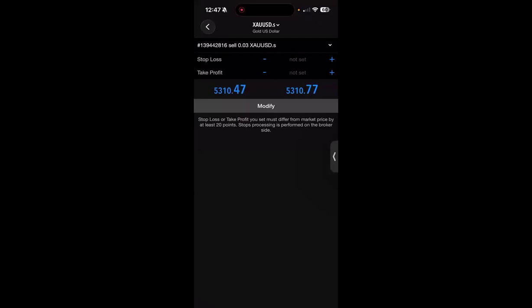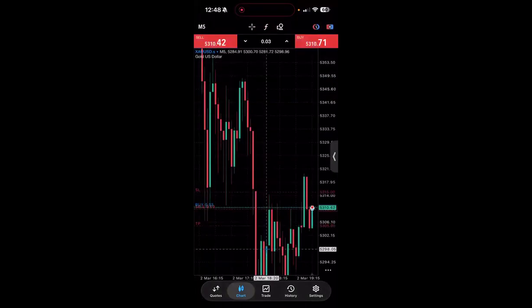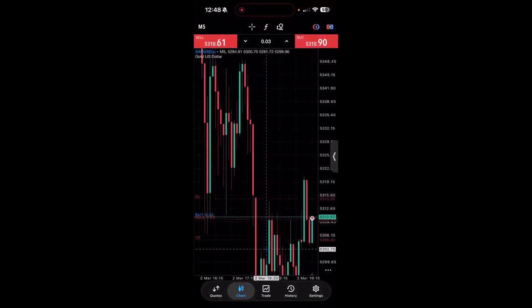Okay, so let's say my take profit is, this was the sell, so I'm going to put 53.05 and there we go. So you can see now it's popped up. You can see the stop loss at the top. You can see the take profit at the bottom because that was a sell entry that I had modified.